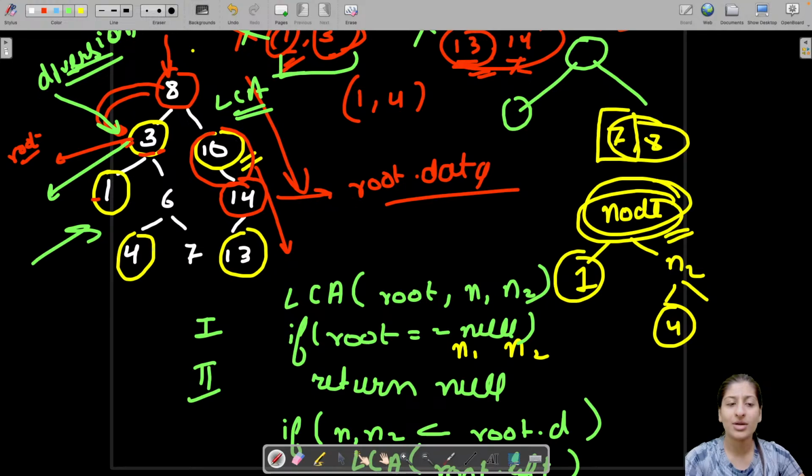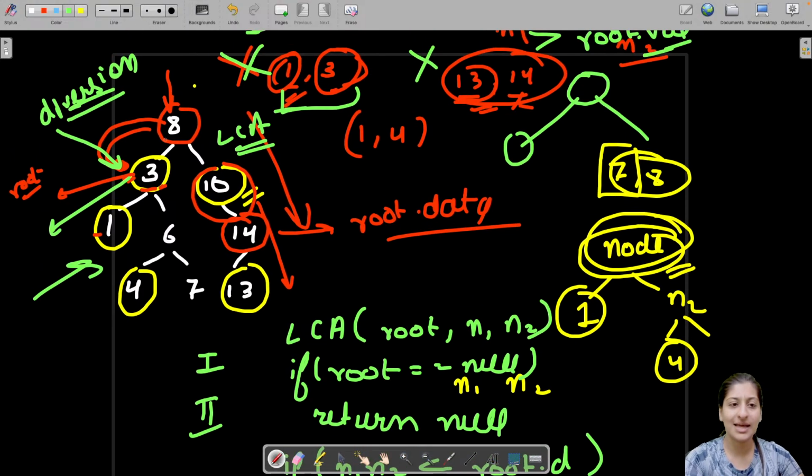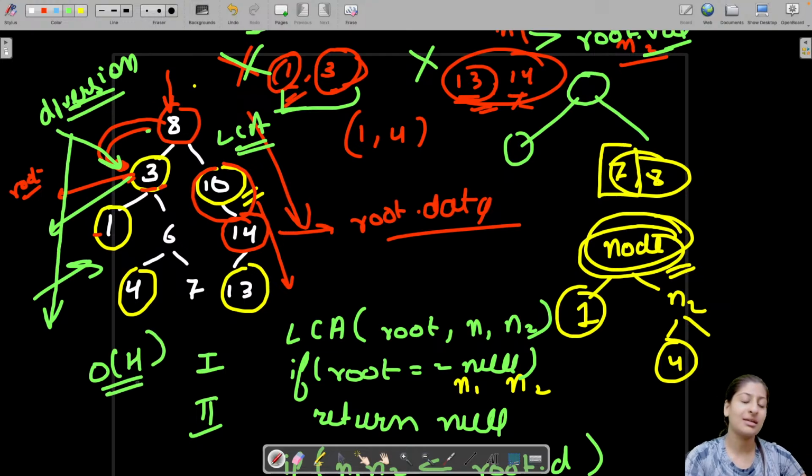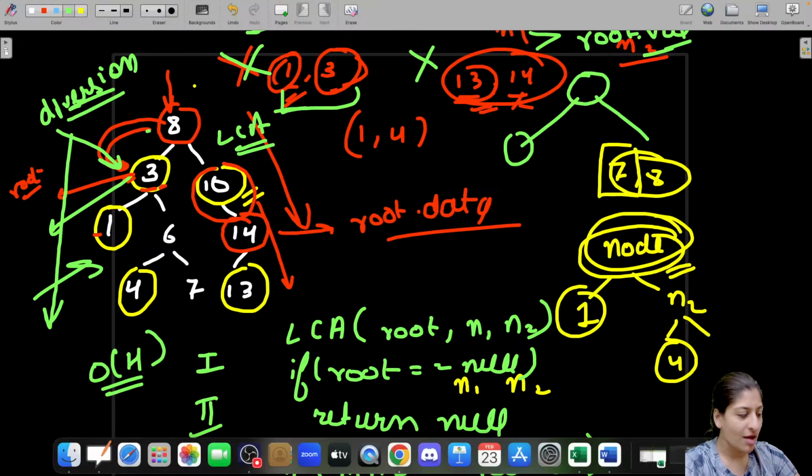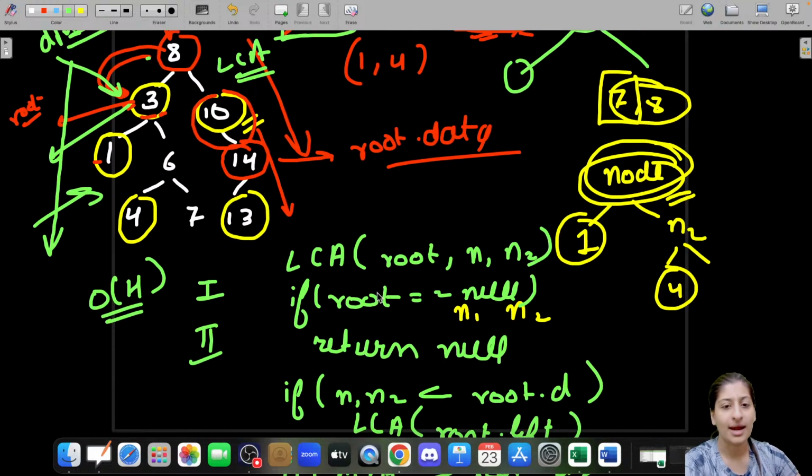If you think about its time complexity, you will see that at max it's all about going maximum till the height of this binary tree. So big O of h is the time complexity, and the recursive stack is the only space that we will be using in this example. If you have any doubts, you can ask me in the chat. Now we are going ahead and coding it.